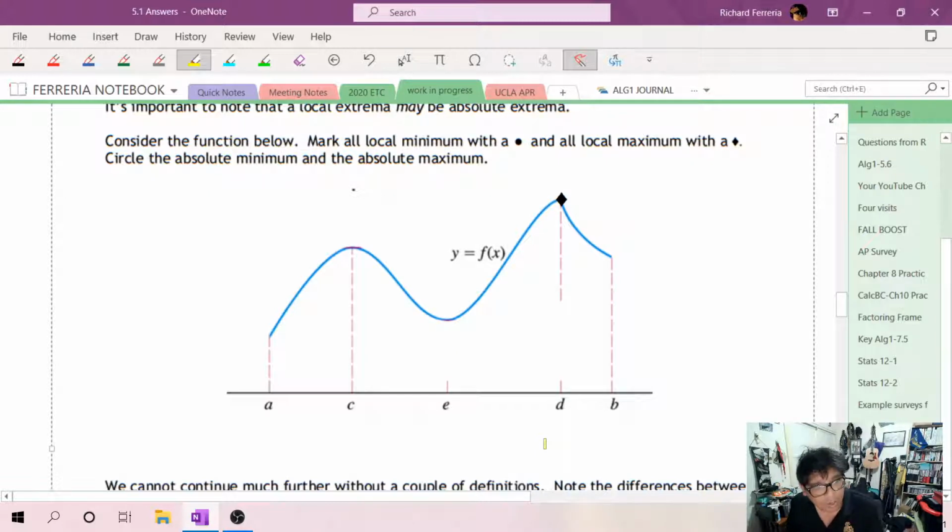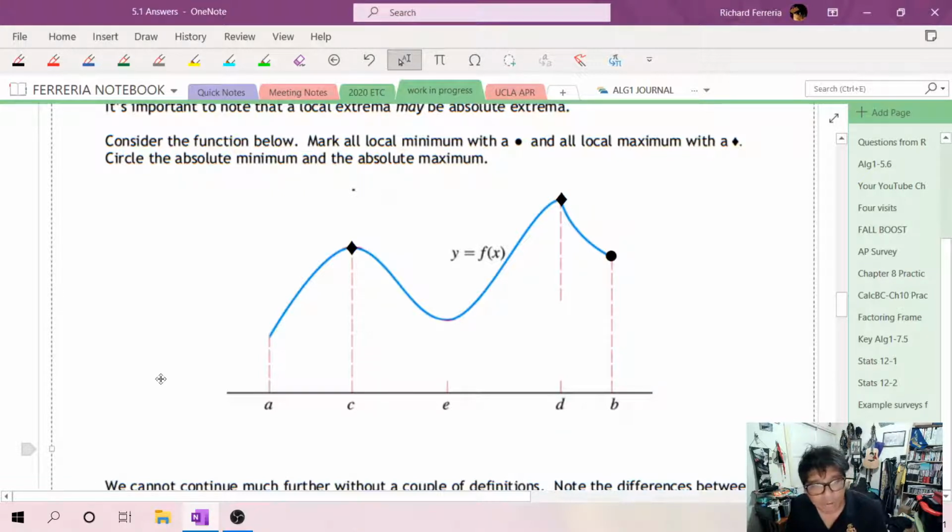Is there another interval, or is there another absolute maximum? Yes, there is. Right over here at C. At C, we can see again that any interval you draw that contains C will have C as the absolute maximum of that interval. How about minimums?